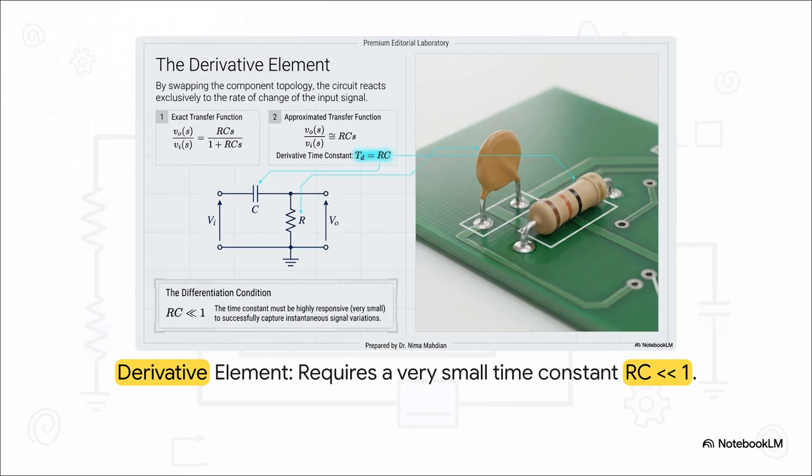But, and this is a big but, this requires us to respect a golden rule of engineering, shown right there in the differentiation condition. RC must be much, much less than 1. The time constant has to be highly responsive, meaning very small, so it can successfully capture those instantaneous signal variations.